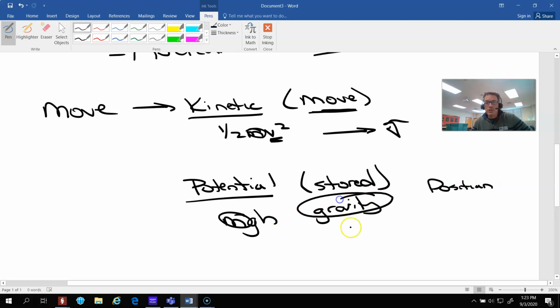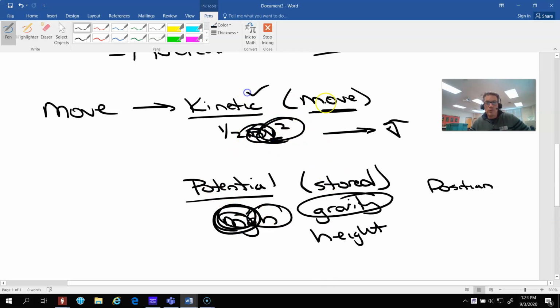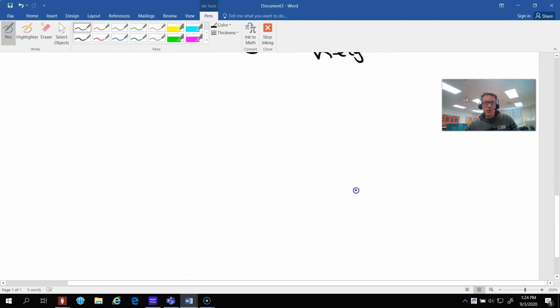Gravity needs to be able to push down on it, and the amount of potential has to do with its height. Okay, so if there is more mass in an object, it's going to have more potential and kinetic. If it's got a greater velocity, it's going to have more kinetic. And if it's at a greater height, it can have more potential energy as well. So an object can have either of these. It can have both at the same time.